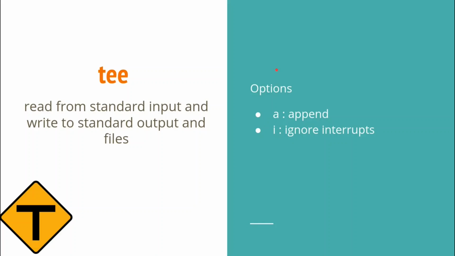A is append, that you will append to the file. If you are not using this option, it will overwrite the file. And I is ignore interrupts; in case there are any interrupts on this data, it will ignore them. So it is very good if you are going to take some logs of any command. You can use option T to save it into a file.